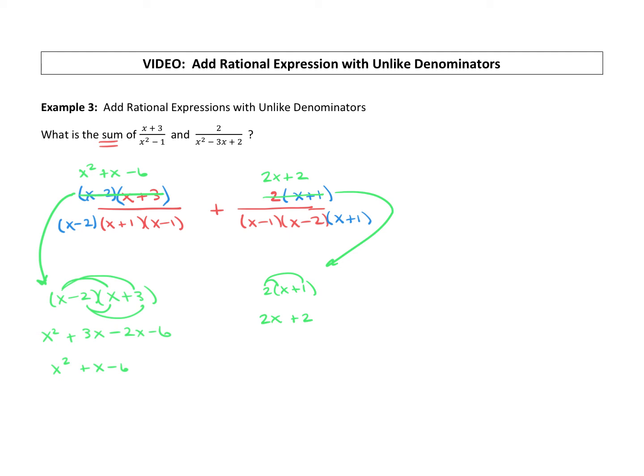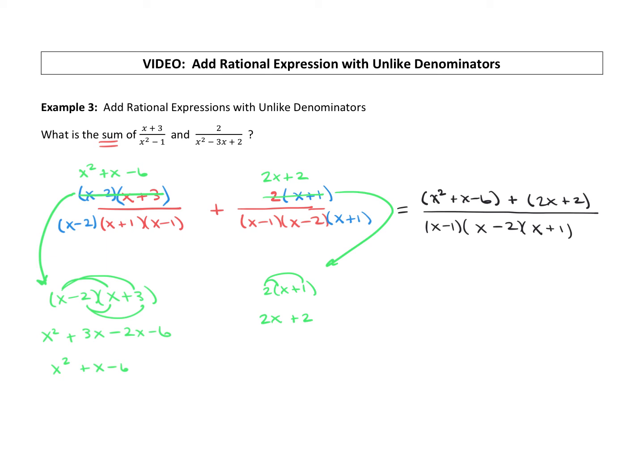All right, this is looking good. Now we are adding two fractions together. We have a common denominator, so I'm going to carry that over. It's going to be x minus 1 times x minus 2 times x plus 1. And then we're going to add our numerators. Our first numerator is x squared plus x minus 6. We're going to add to that the other numerator, 2x plus 2.